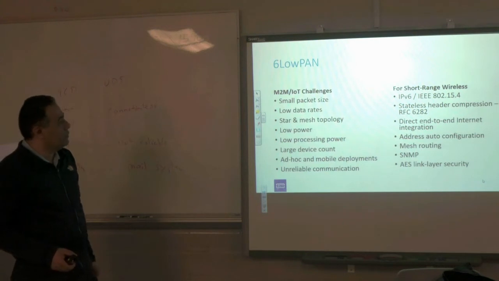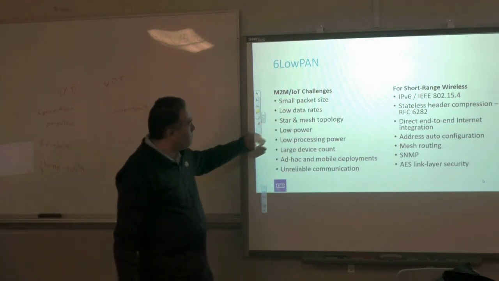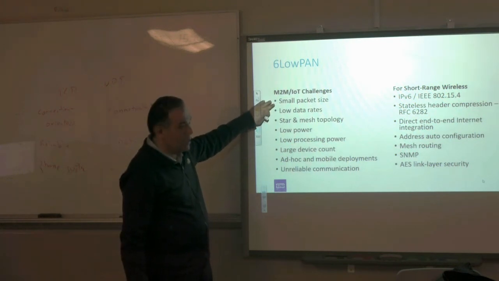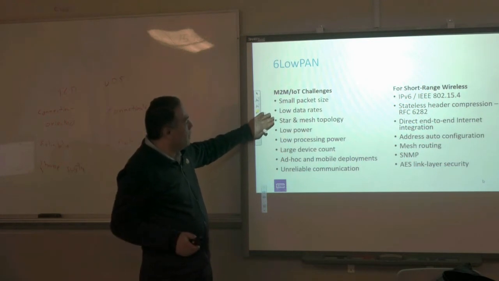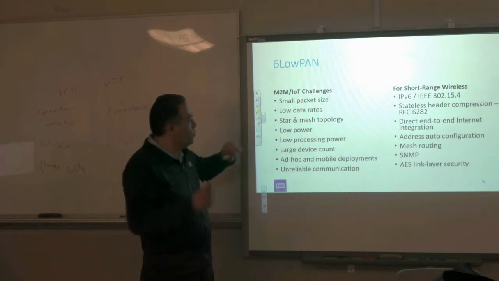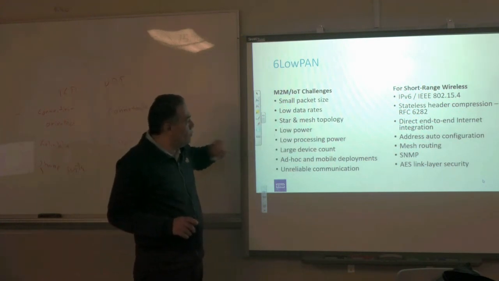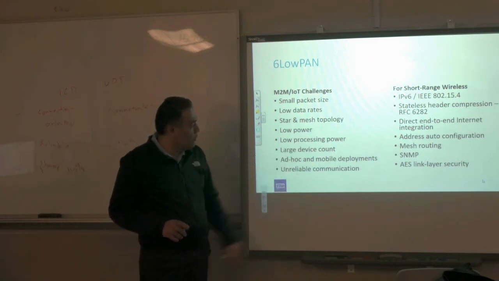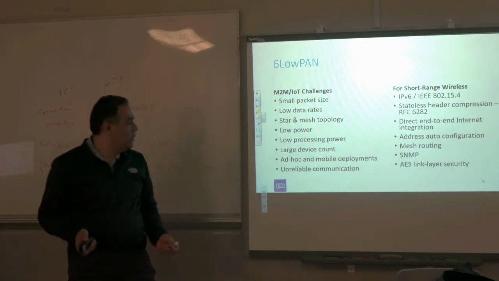Also another example, 6LoWPAN. In IoT, we have to have a small packet size because we don't want to transmit a lot of data. Low data rates, the connection will be star or mesh topology, and we need to aim for low power, low processing power, and large device count, because we're going to have thousands of small devices.